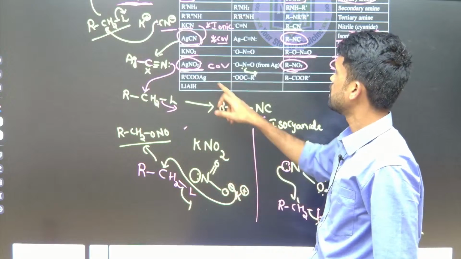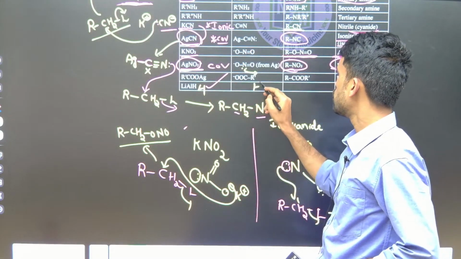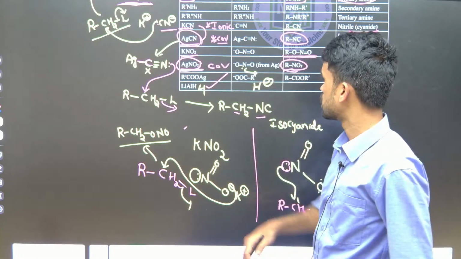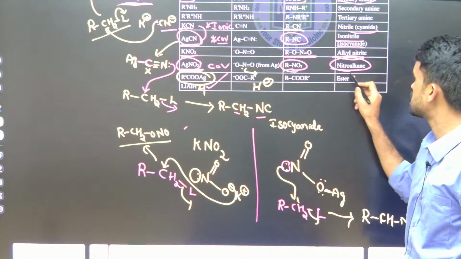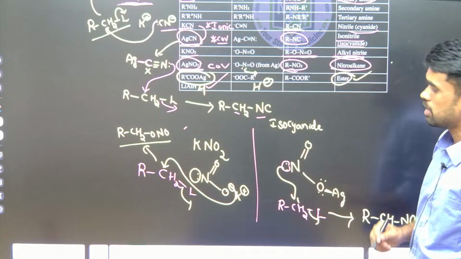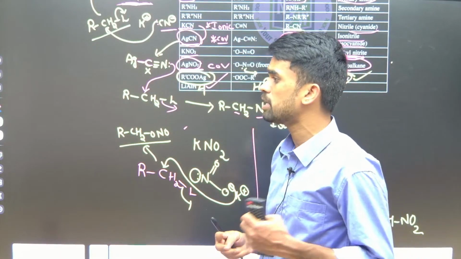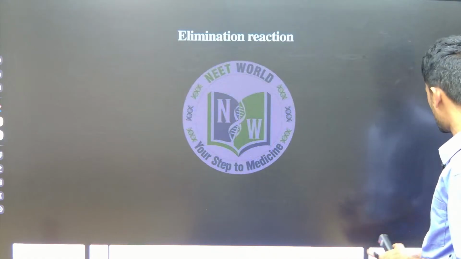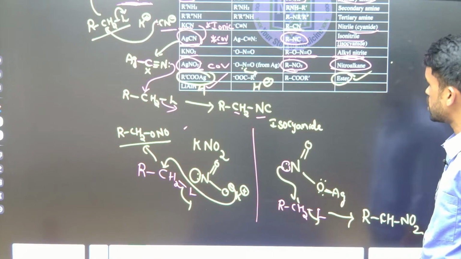Then next, if you use lithium aluminum hydride, then hydrogen is our nucleophile, and you will get the respective alkane as a product. And if you use the silver salt of a carboxylic acid, you will get esters as your product. Try to remember and understand the discussion, and you can predict your own product in substitution reactions. So this is about substitution reactions.